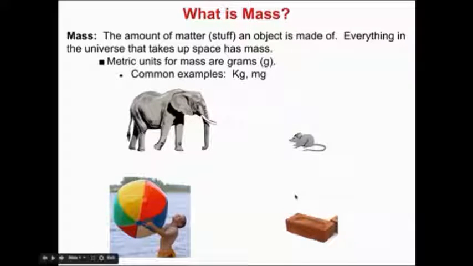That's because the brick here has more matter, but it's just compacted down. The ball, even though it's much larger, has its matter more spread out. So the brick in this case would have more matter, even though it's smaller, than the beach ball, which has less matter, less mass, even though it is larger.